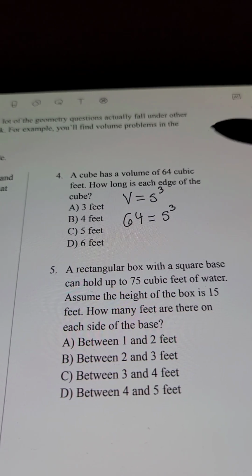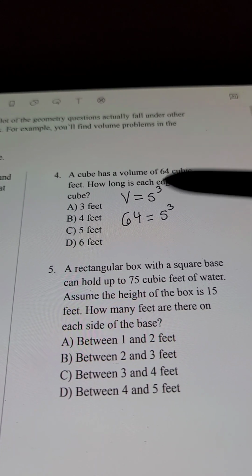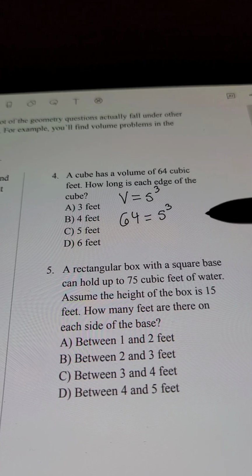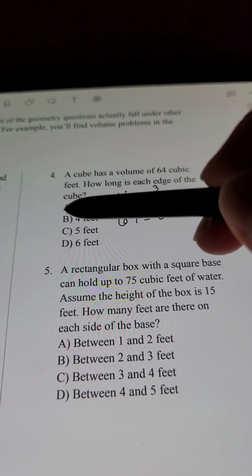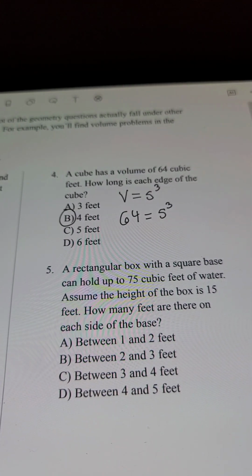So all I have to do to answer this question is solve for what s is. So I just have to think, okay, what number cubed equals 64? And that number would be 4, so it would be B.